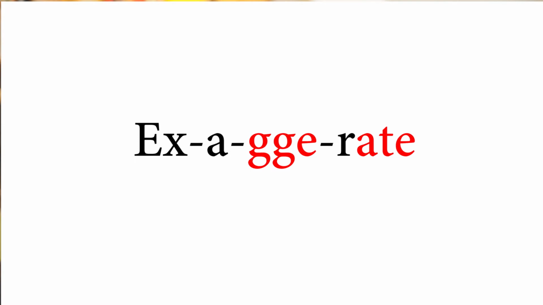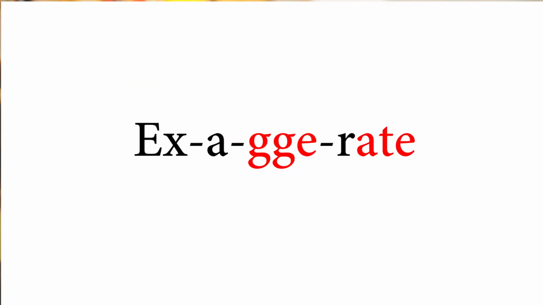Ex-a-ge-rate. Now let's have a look at the last 2 sound segments. First of all, the sound segment j has a G-E. Be careful, it's a double G. It has a G-E for a reason. Now, it doesn't have a J, even though j is actually a J sound. Why does it have a G-E?